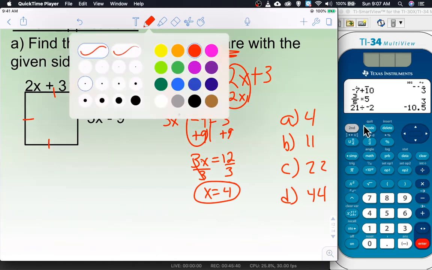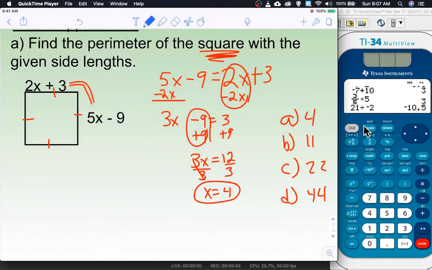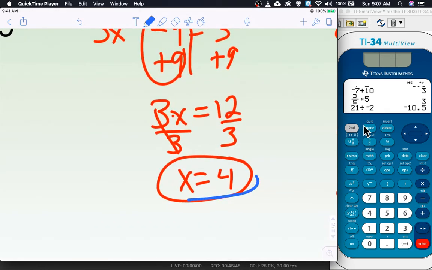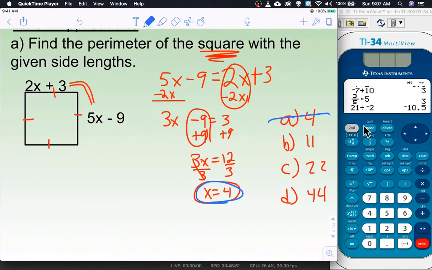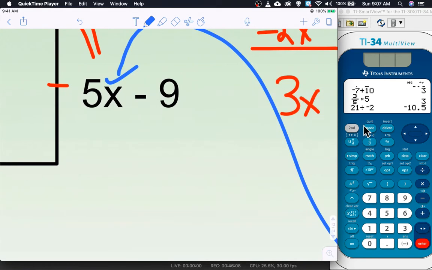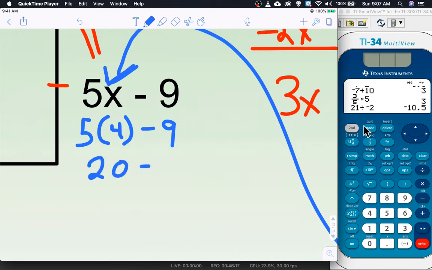So it's not 4 because 4 is x. X is 4. Not the length of the side, not the perimeter of the square, just x. That's not what it asked us to find. We want to find the perimeter of the square. So I know that x is 4. So what I can do is plug in 4 for one of the x's. Check this out. 5 times 4 minus 9. I know that x is 4. We just found that out. 20 minus 9 is 11.